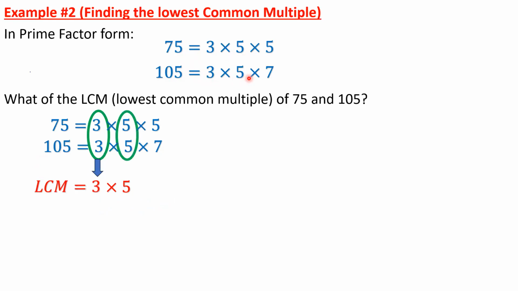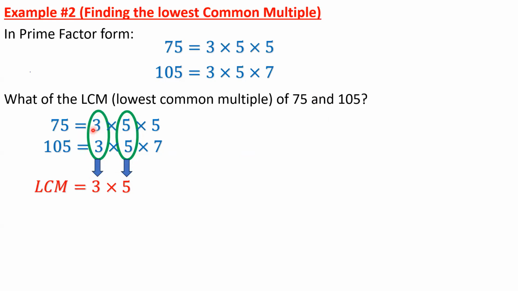And so what we need to do is find the lowest common multiple of 75 and 105. So what are we going to do? Well, we're going to circle the 3's, right? We're going to group the 3's together, because they are common. So we put the 3's together, that's going to be this 3. And then we're going to group the 5's together, right? Which is going to be 5.